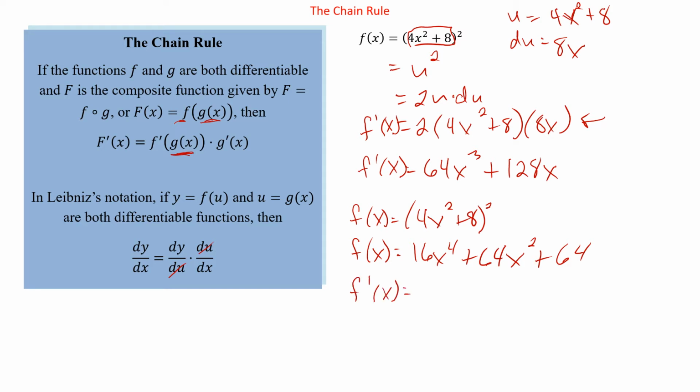16 times 4 is 64. x cubed plus 64 times 2 is 128x, and then the constant goes away. So I did that so that we could see that, hey, look, those two things are actually the same. We did have to go through those steps.